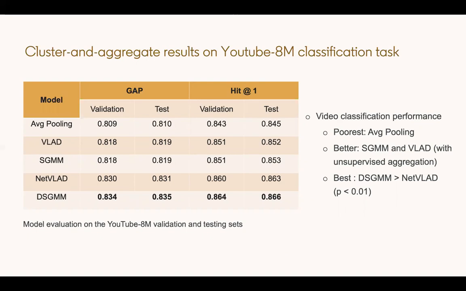The metrics that are used for this task are GAP, or global average precision, and the hit at one. And as we can see in this table, both on the validation and test set, average pooling, which is obviously a very simple technique, where we simply take the average of all the frames of a video and represent it by that, gets the worst accuracy. But VLAD and SGMM gave very similar accuracies. NetVLAD was the best prior to the DSGMM approach. But DSGMM showed a small but statistically significant improvement over NetVLAD on this task.